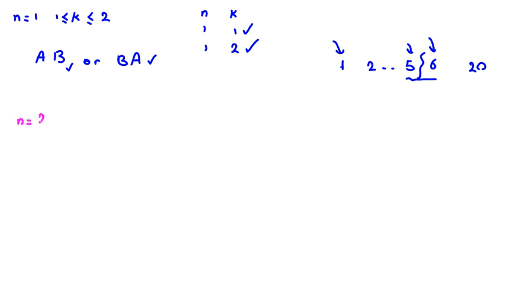N equal to 2. K can be from 1 to 4. We have 4 coins: 2 A's, 2 B's. Let's consider K1 first. If we have A, and if we have B, for example, AB. If we always consider the first coin, and we move it to the left again, it will be again AB, AB. So we conclude that N2, K1 doesn't work.